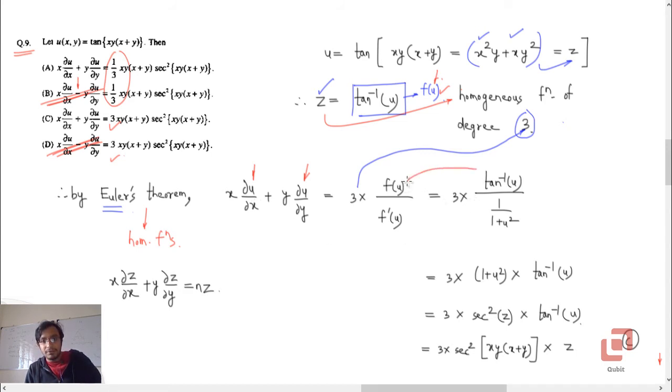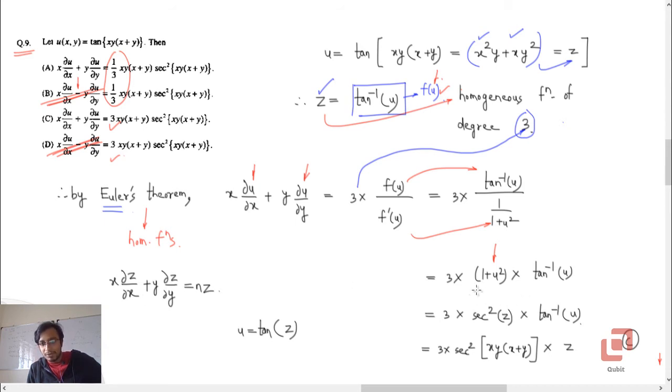f(u) is indeed tan inverse of u, and f'(u) is 1 upon 1 plus u squared, the derivative of tan inverse. Now we are not happy with u because we want x and y, since they are present in the options. Now check this: send this 1 upon 1 plus u squared in the denominator to the numerator, into tan inverse of u. Now if u is equal to tan z from this relation, will 1 plus u squared not be equal to sec squared z?